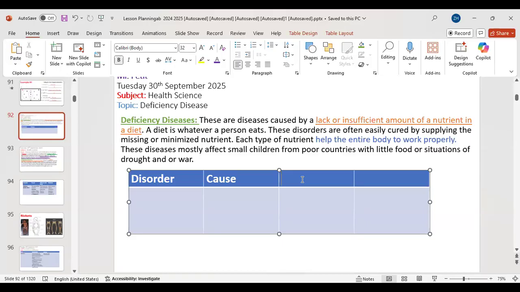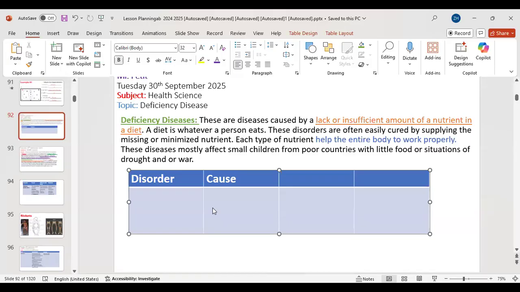We get the cofactors from our fruits and our vegetables. So that's why it's very important for you to stock up on your fruits and vegetables. Otherwise, your enzymes are going to start crying.